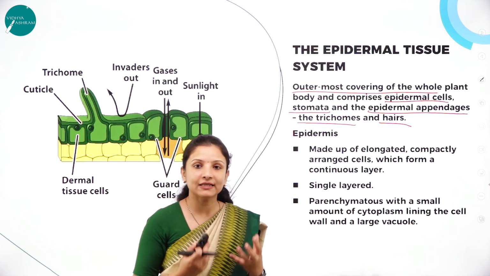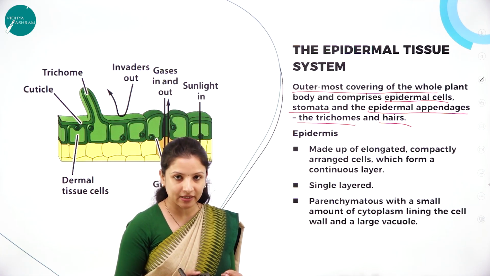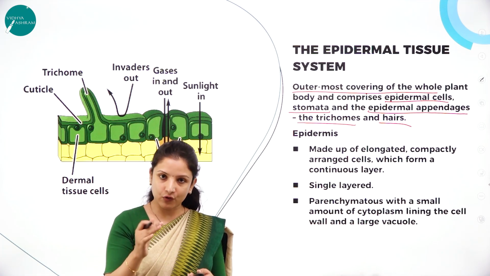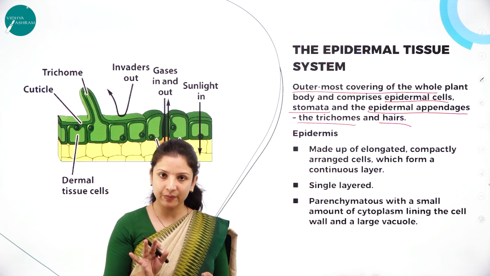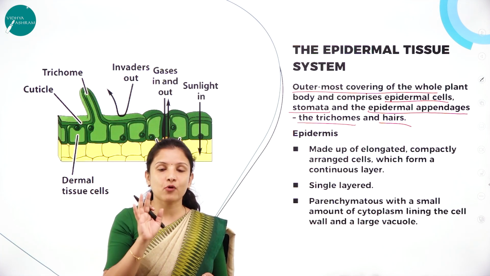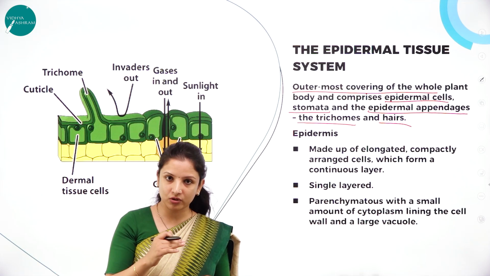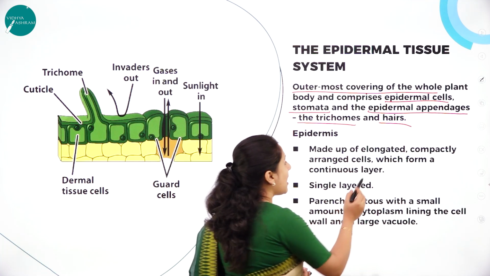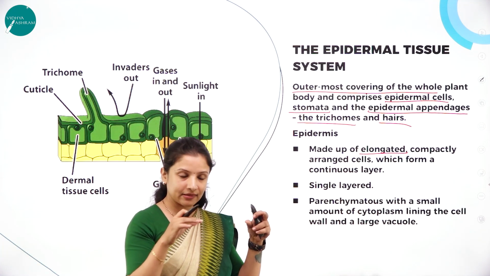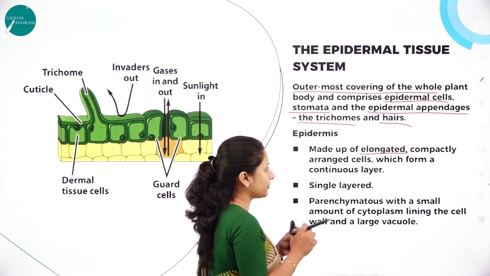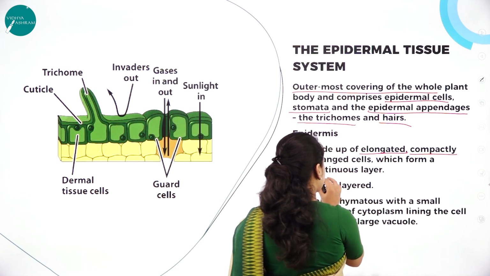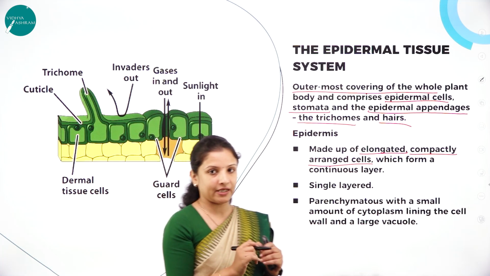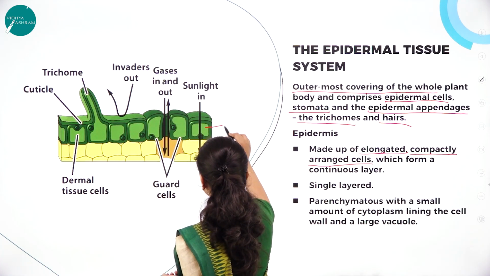So the epidermis, what is it made up of? It consists of parenchyma cells. Now how do these parenchyma cells look in the epidermal tissue? Of course, in the ground tissue also parenchyma cells will be present. But there is a difference between the shape of the parenchyma cells in the ground tissue and that of the epidermal tissue. In the epidermis, the parenchyma cells are elongated. They are a bit lengthy, not completely round or oval. They are compactly arranged cells, meaning they do not have intercellular spaces and they form a continuous layer. So if you can see here, they are elongated.